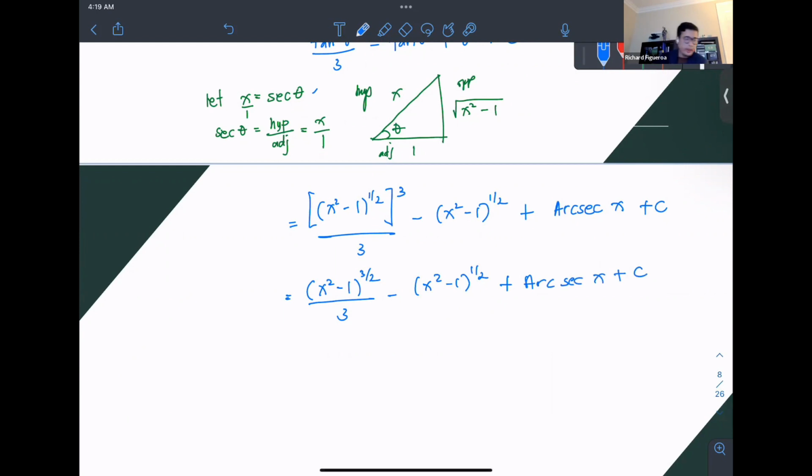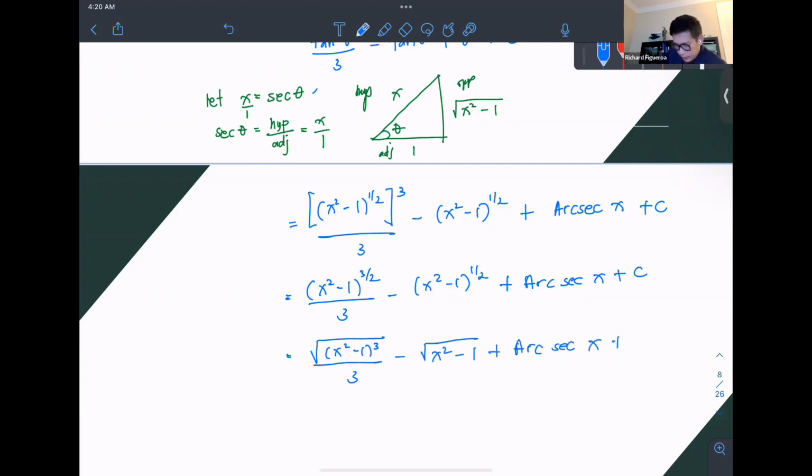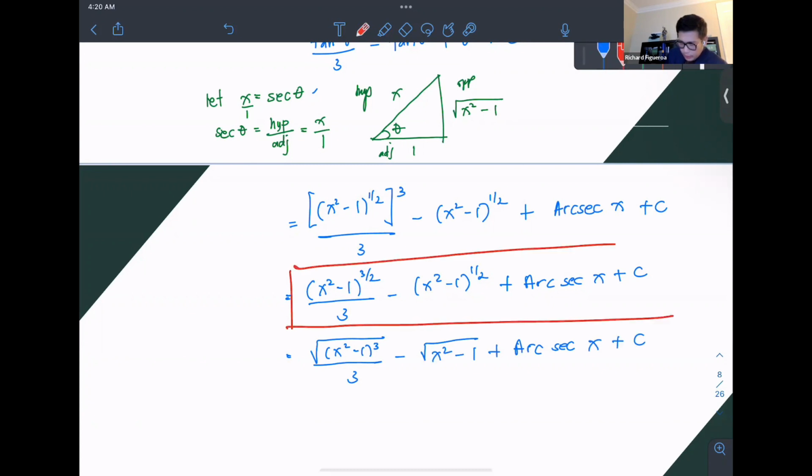But if we want to make it in radical form, so that will be okay as well. Okay. If we want in radical form, so this would be the square root of x squared minus 1 raised to 3 all over 3 minus the square root of x squared minus 1 and plus arc secant of x plus c. So either of the two will be our answer.